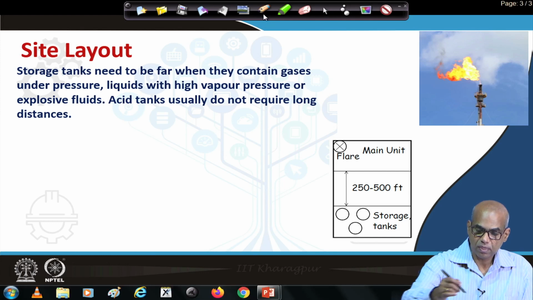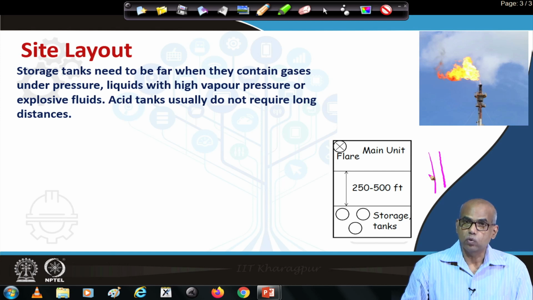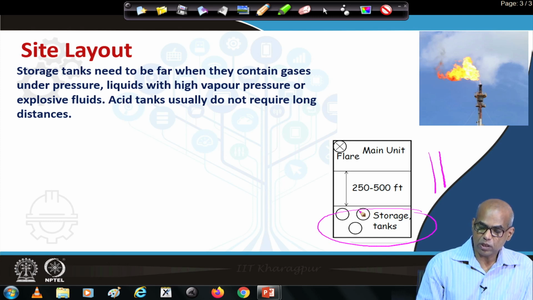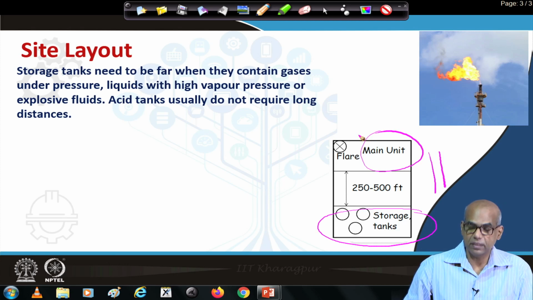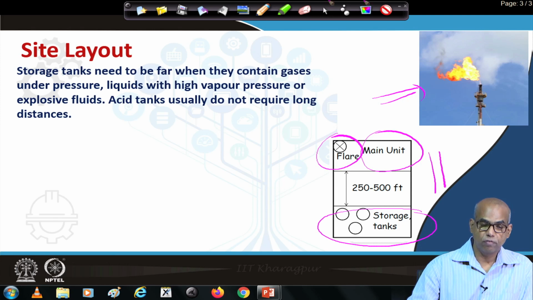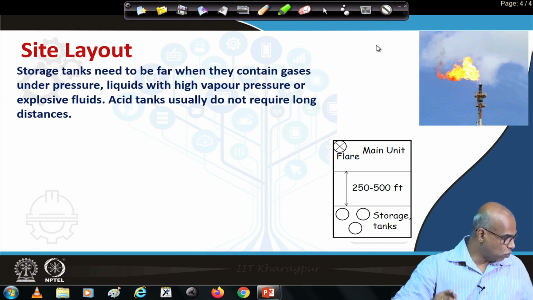What you see here is another simple schematic of the site layout. These are the storage tanks on one end. Between the storage tank and the main unit, there is about 250 to 500 feet distance, meaning about 70-80 meters to about 170 meters distance. On one corner, you see the flare. Flare is a safety device that you see in refineries, in petrochemicals, etc.